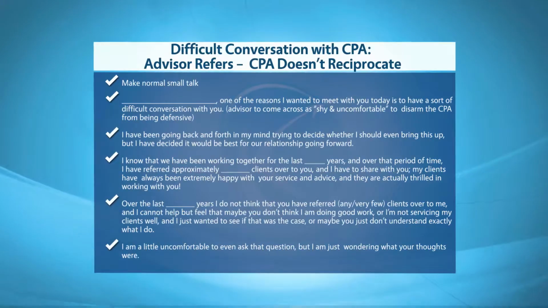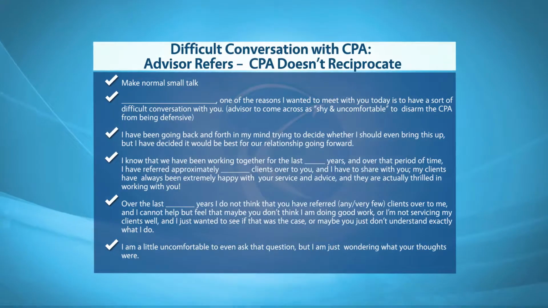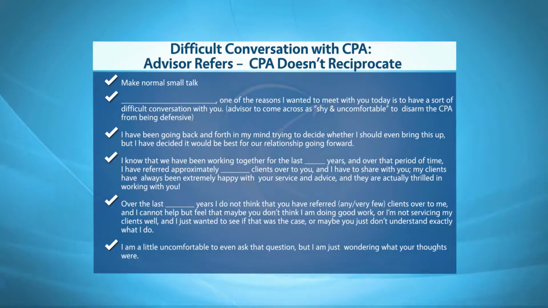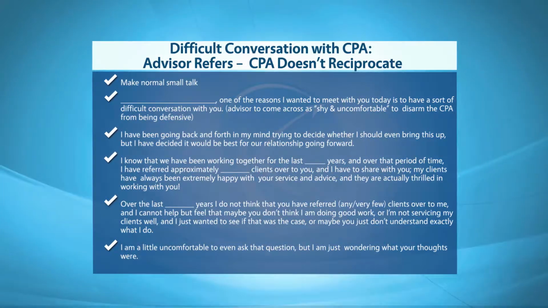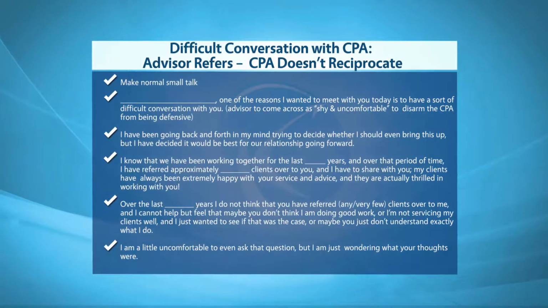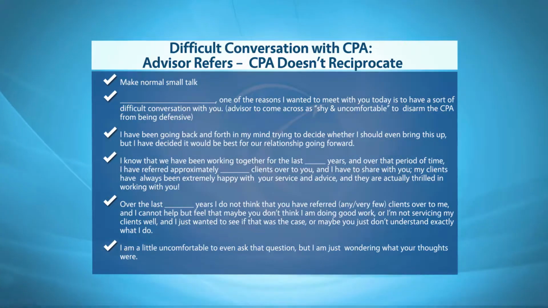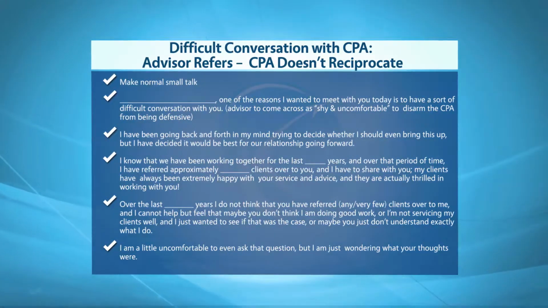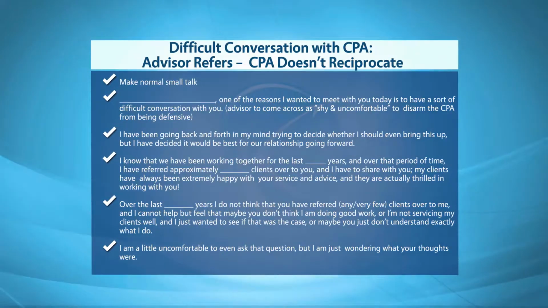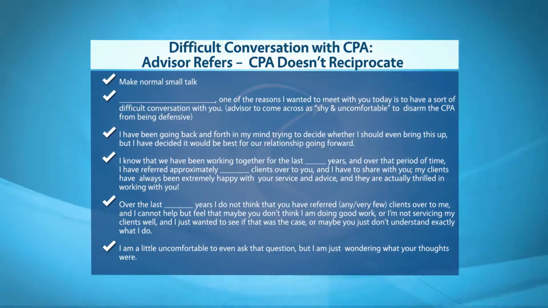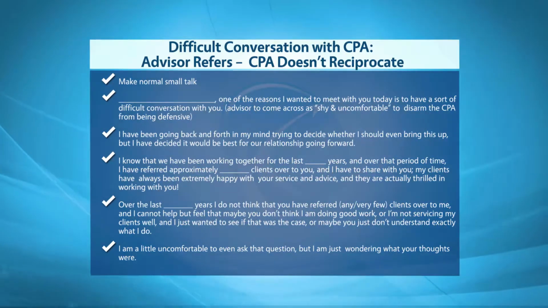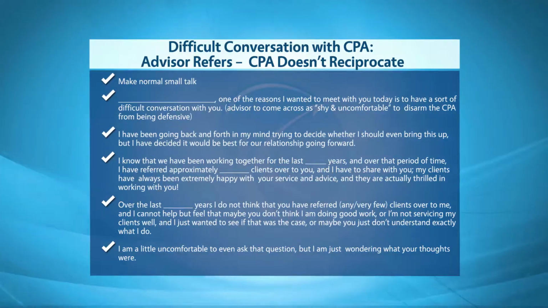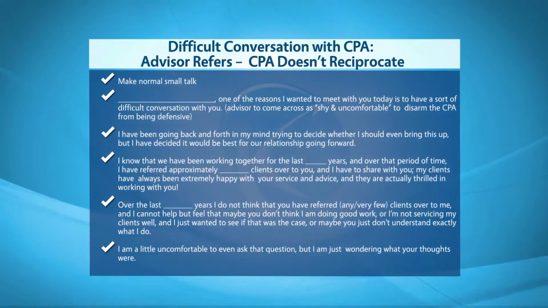The script is entitled, again, Difficult Conversation with CPA: Advisor refers and the CPA does not reciprocate. The script even tells you, as you can see, that it should be done at a lunch or friendly setting. What I want you to do is make your normal small talk. And after you make your normal small talk and have your conversation as you normally would with the CPA over lunch, and you talk about sports and the weather and all of the things that you would normally talk about, 20 or 30 minutes into it, I want you to switch gears.